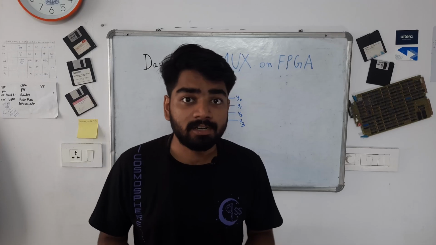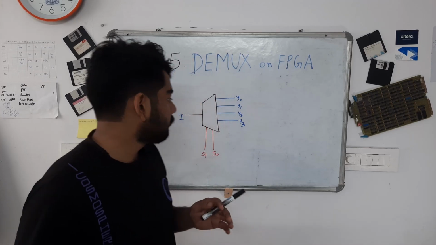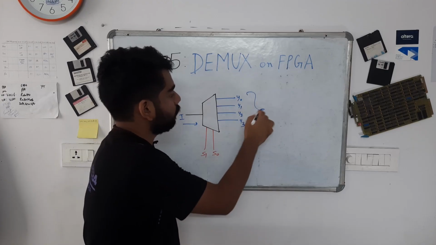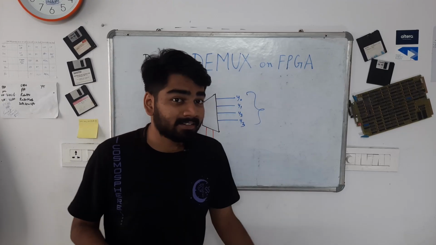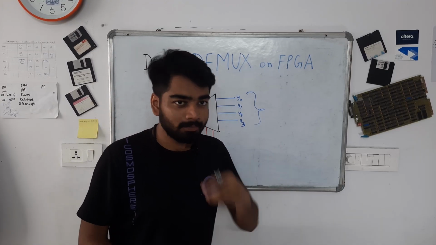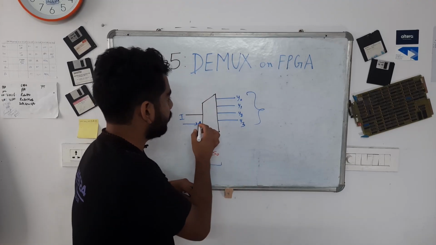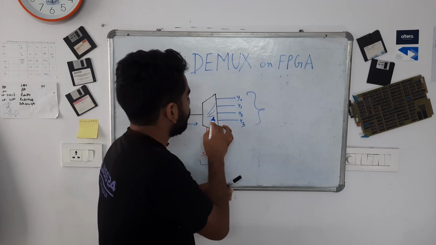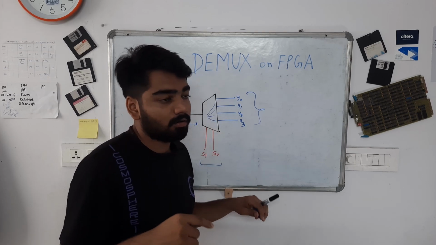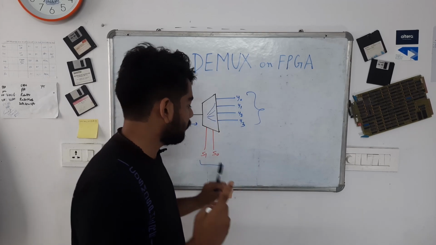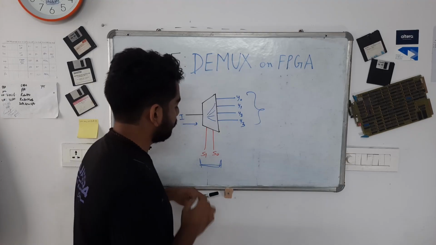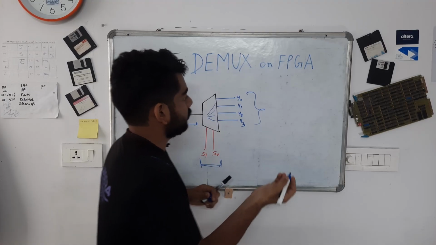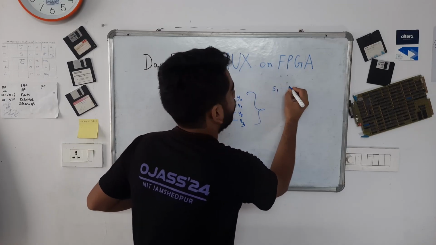So let's first understand the working of a demultiplexer. In a demultiplexer you have one input port, 4 output ports and 2 selection lines. It is the exact opposite of the multiplexer. It basically takes one input line and connects it to 4 output lines depending on which output line you have selected using these selection signals. So, let's draw the truth table.